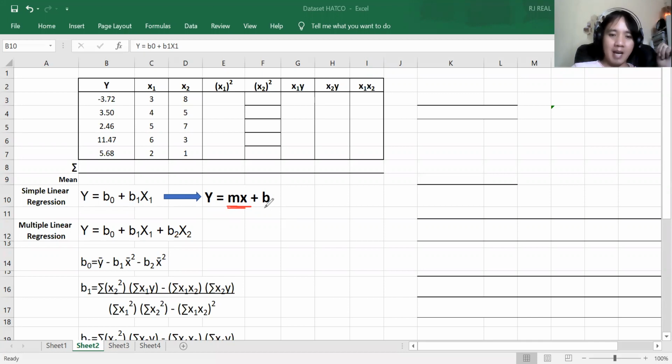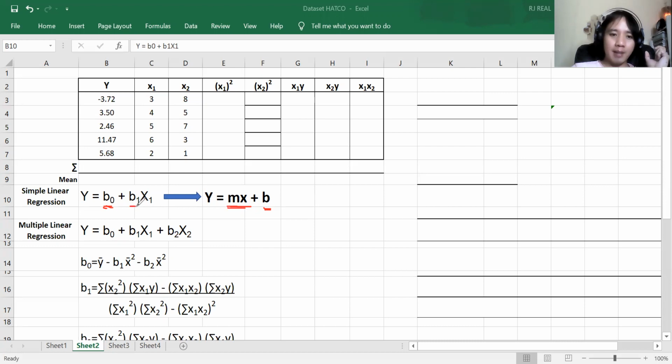While the b is the beta 0. Alright? But it has the same interpretation as what I said earlier. Okay. Si beta 0 is same as this. In technical manner, it is called the y-intercept of the regression line. This is the y-intercept of the regression line.